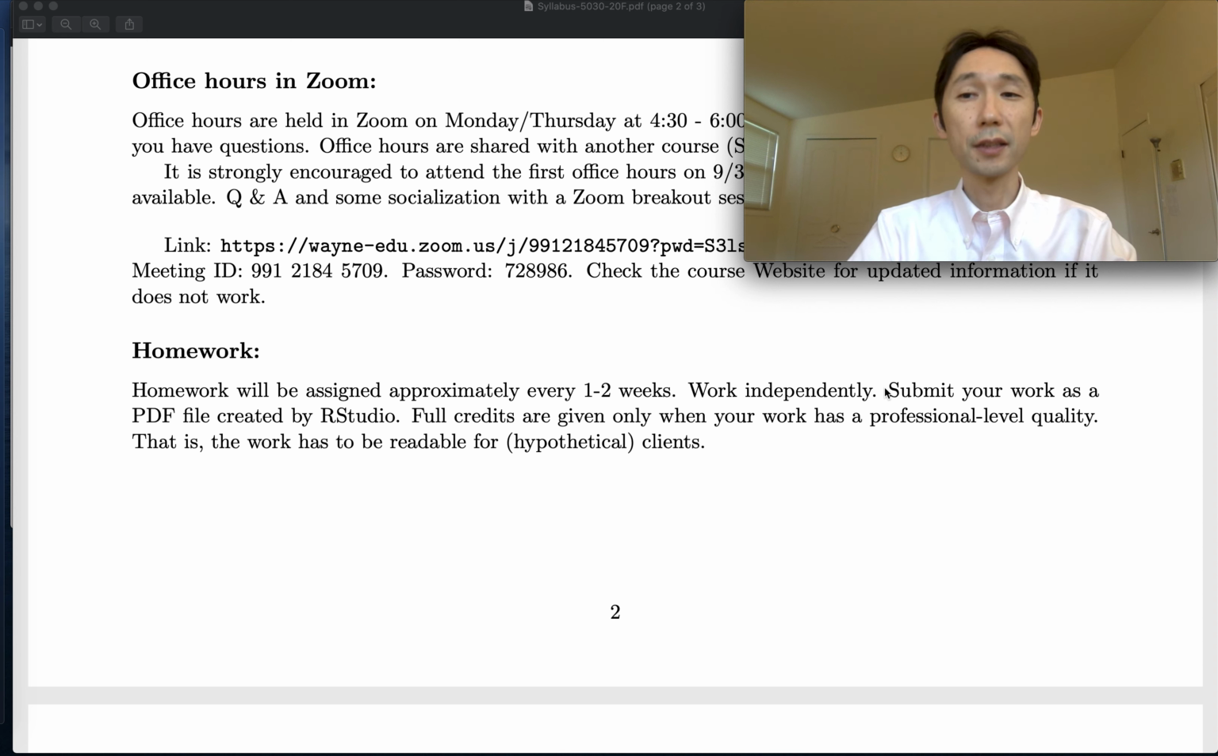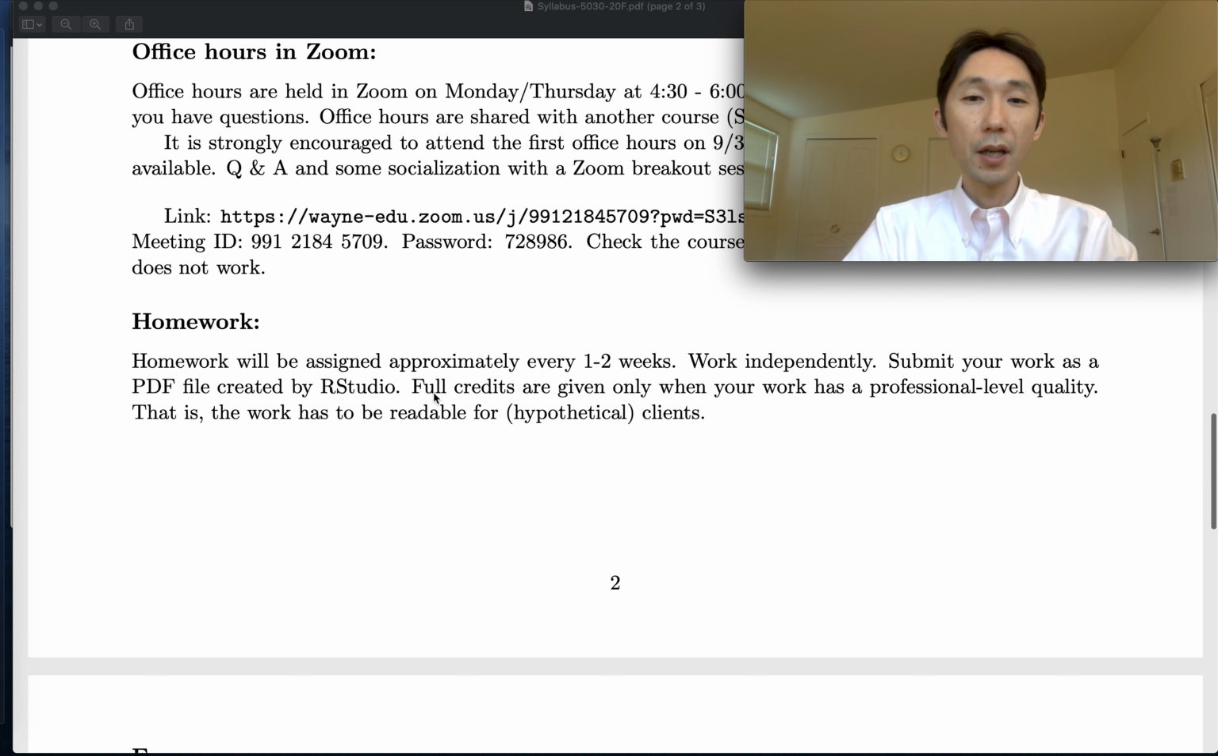RStudio is probably the optimal format to see the result of your code, and it makes grading much smoother. Grading is really the heavy part for the instructor and the grader, so just make sure that you can compile the PDF file nicely and submit it. Full credit is given only when your work has professional level quality. That is, the work has to be readable for hypothetical clients.